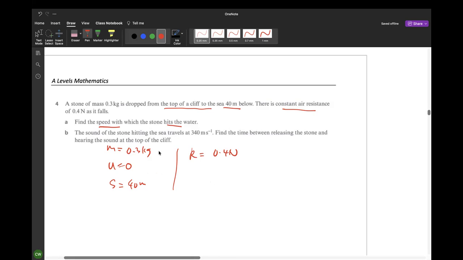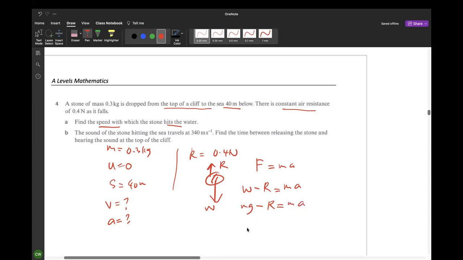So to find the speed, you need to know the final speed. You need to know the A. So what is A first? This is the stone. It's going down. Resistive force acting upward. F is MA. Downward force is W, upward force is R. MA. Downward force mg. R we do not know. R we know.